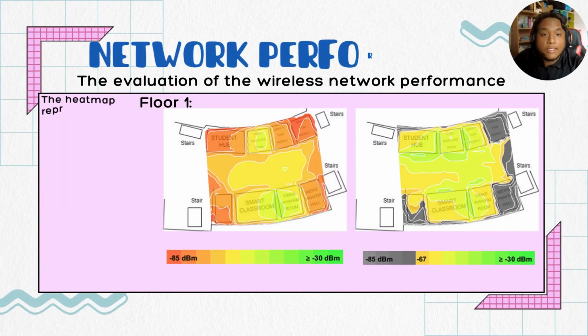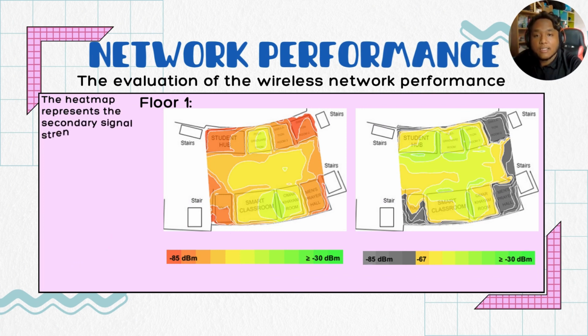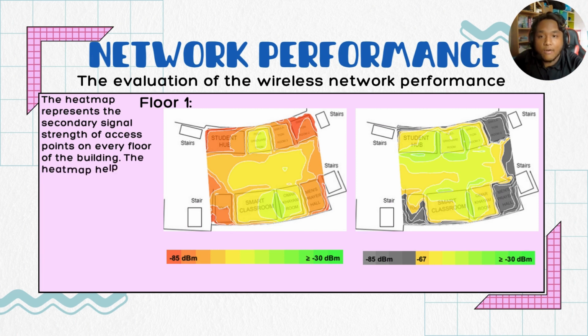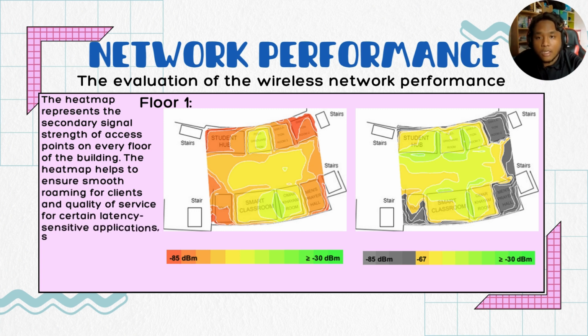Okay, now we go to the next one, latency. So this is latency for the floor 1. The heat map represents the secondary signal strength of access points on every floor of the building. So this is signal strength from IKHAO for the secondary signal strength. The heat map helps to ensure smooth roaming for clients and quality of service for certain latency sensitive applications such as VoIP calls. So this is the scale.